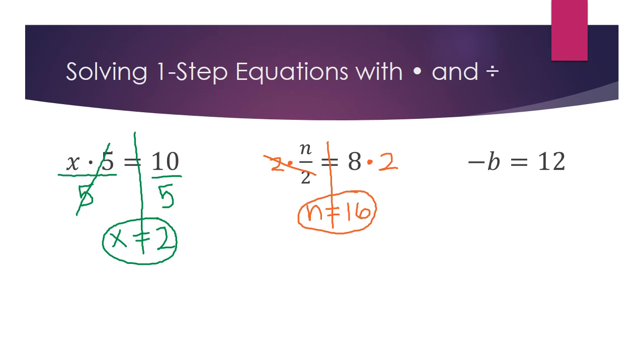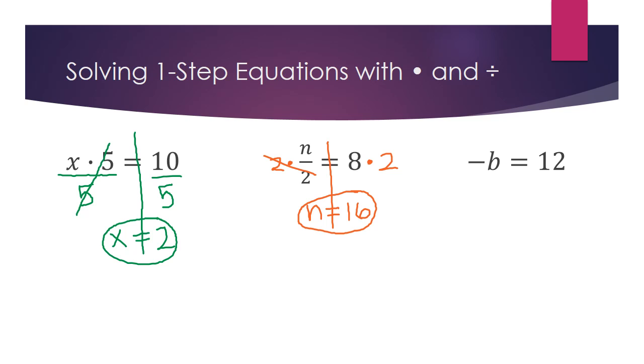Our last problem here looks a little tricky. It says -b equals 12. And you might think, well, it's already done. It's already solved. That's our answer. But if you look carefully, that negative in front of the b should not be there. None of the other problems we've solved have had a negative variable equal to our answer. So b must be being multiplied by something. But what can I multiply b by that will keep it b, that'll keep it itself?